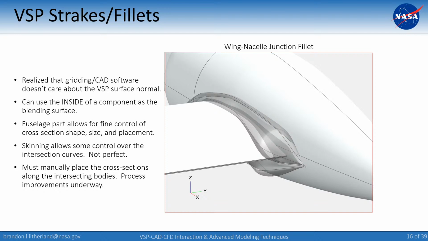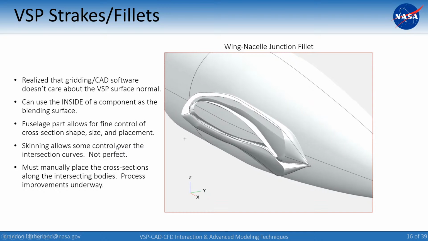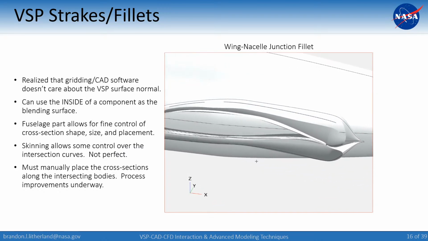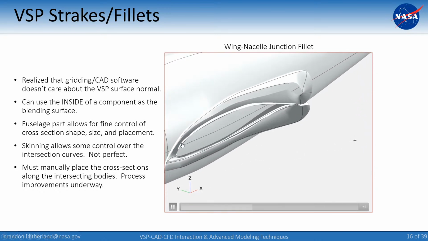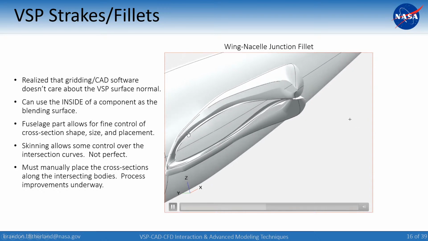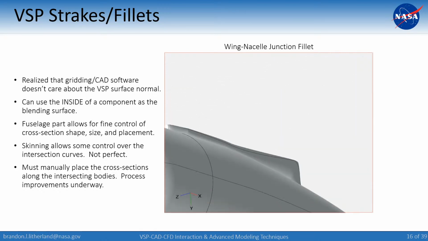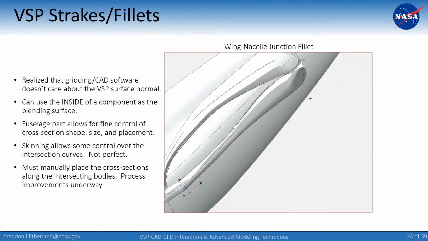But what we realized was that gridding in CAD software doesn't care whatsoever about what surface is really normal in OpenVSP. So you can use the inside of a component as the blending surface. As this video rotates around, and hopefully it's coming through nicely to the viewers online, you can see this region is the surface that's coming out as the fillet between the wing and this tip nacelle. And by using a fuselage part, it allows us to have lots of fine control of the cross-section shape and size and placement and orientation.